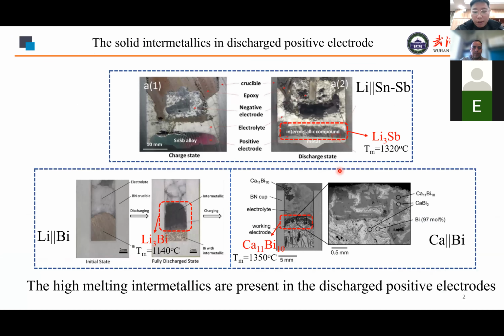As you are familiar with liquid metal batteries, I will not introduce the principle of the liquid metal battery in this talk. In liquid metal batteries, intermetallics with high melting point can always be found in the discharged positive electrodes, such as lithium antimonide, lithium bismuthide, and calcium bismuthide in different batteries. If a solid phase appears during discharge, there is no doubt that its growth, timing, distribution, and physical and chemical properties have a significant impact on the battery performance. Our interest is in the solid phase and its effect on the thermodynamic and kinetic properties of liquid metal batteries.